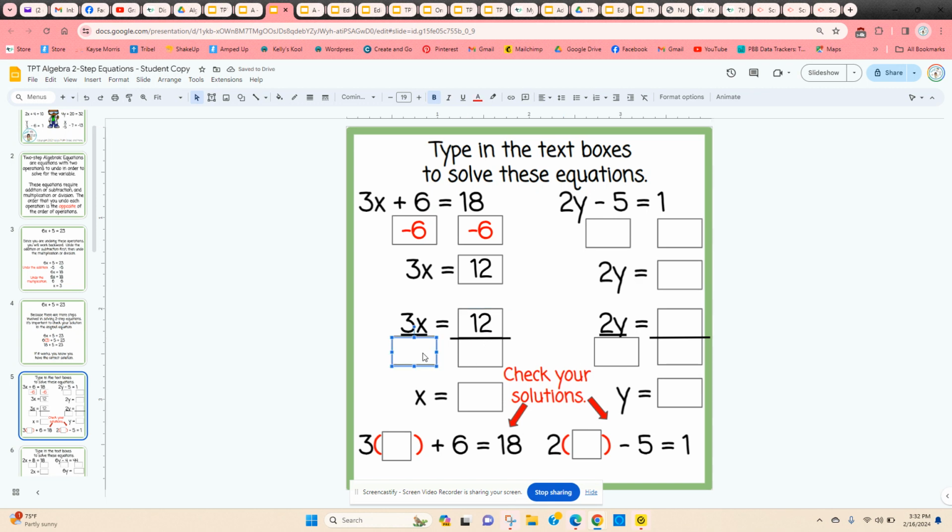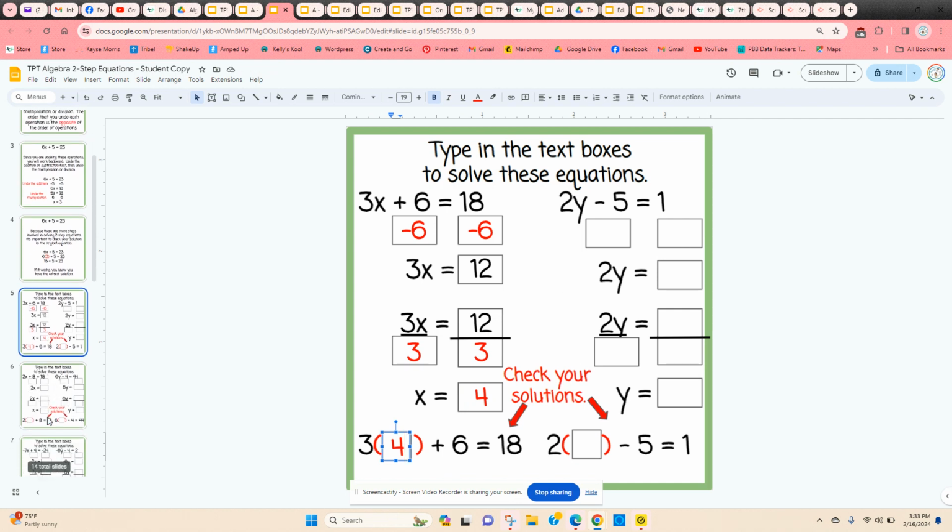Now they have to undo the multiplication by doing the opposite operation, which is division. So they're going to divide both sides by 3, and they get their answer of x equals 4. Now we want to check their answer in the original equation. We're going to put 4 in place of x and see if it works. They're going to do the same thing on several different problems.